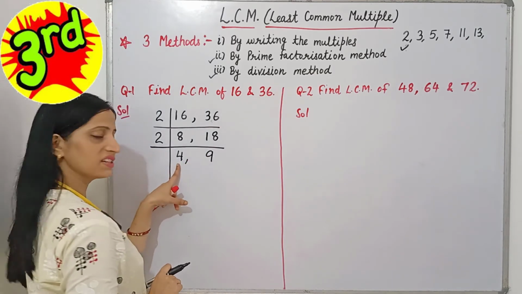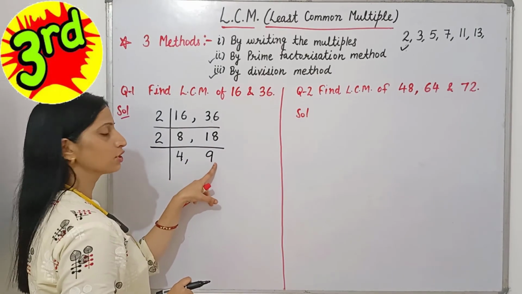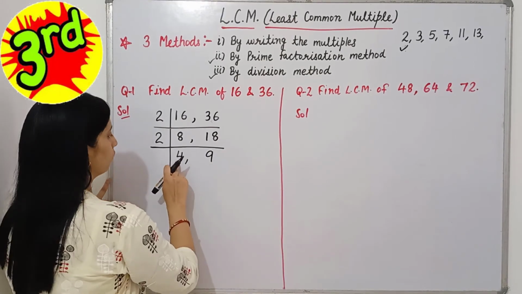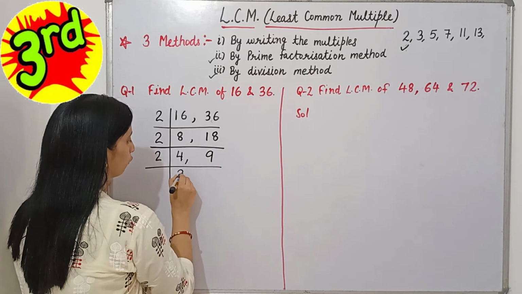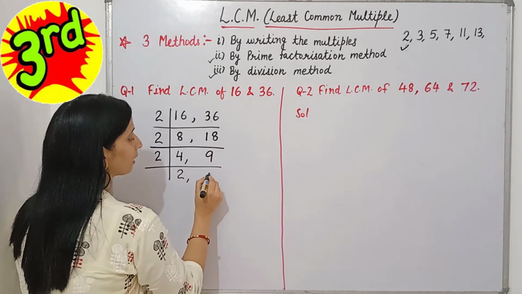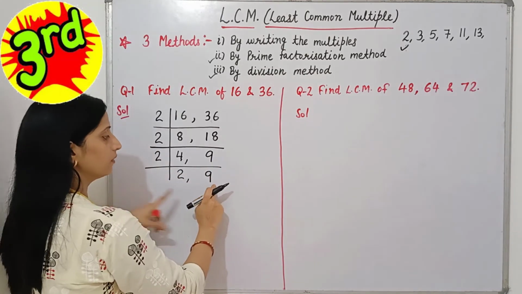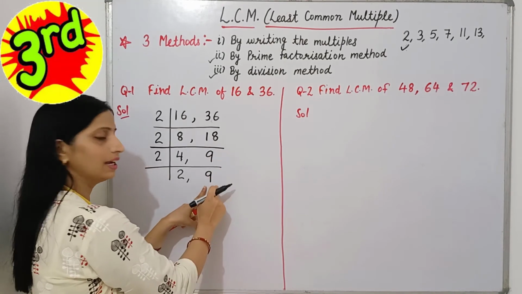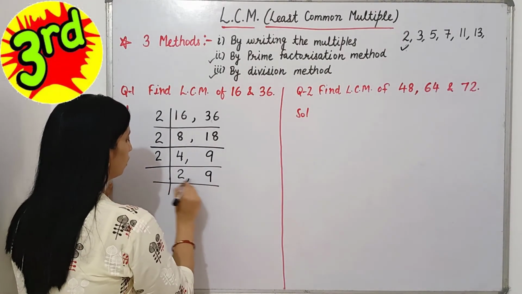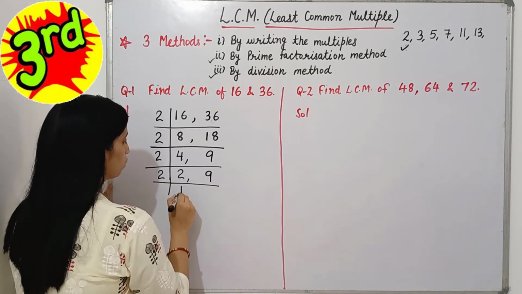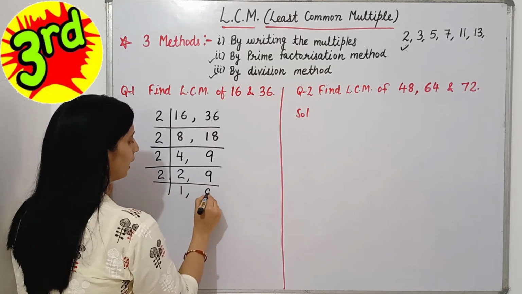Now 4 is divisible by 2 but 9 is not divisible by 2. So we will divide 4 only. 2 twos are 4, and 9 we will write as it is. The number which is not divisible, that we will write as it is. Now again we will divide it by 2. 2 ones are 2, and here we will write 9 as it is.